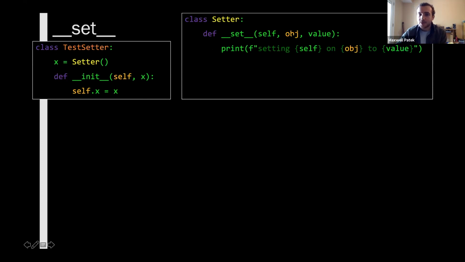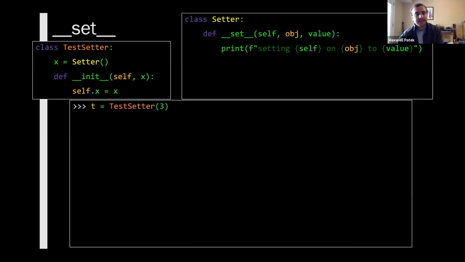And the object is what we're setting on. So we're setting on this instance of test setter. So this self on the left here, this left self is the right object. And the right self is the left X. And then the value is this specific X that we're setting. Does that make sense? So it's weird because there's two selves, but here the self is X and on the left self is the test setter.